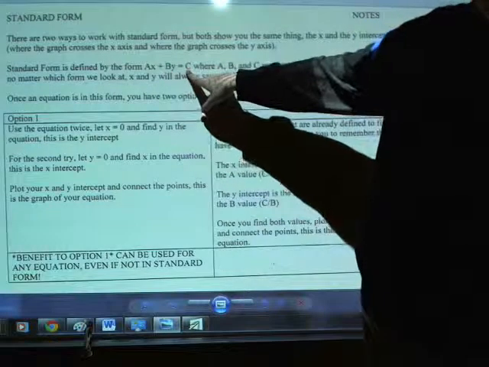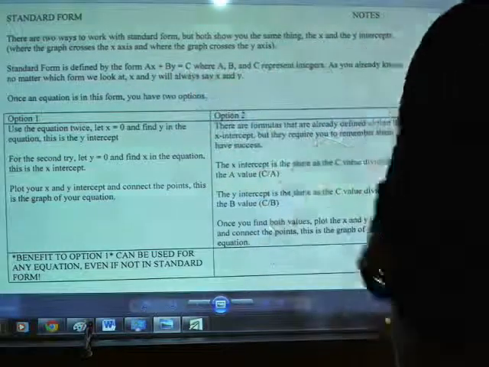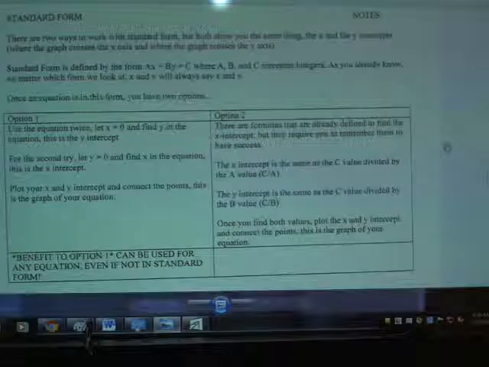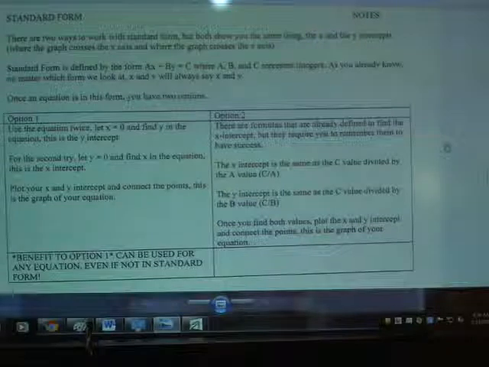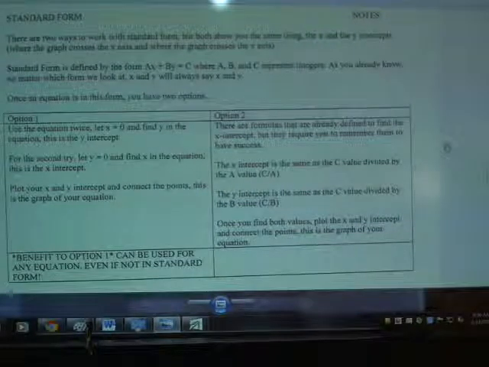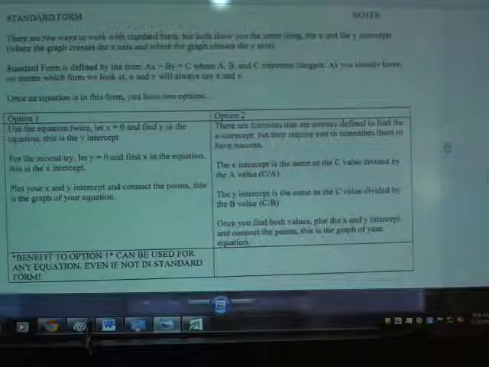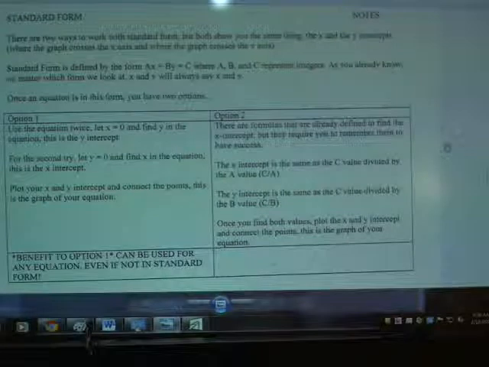And the number after the equal sign that's all by itself, that's c in the formula. To find the x-intercept, where the graph crosses over the x-axis, you're going to take the c value and divide it by the a value. To find the y-intercept, where the graph crosses over the y-axis, you're going to take the c value and divide it by the b value.